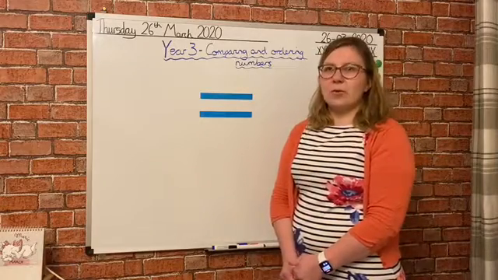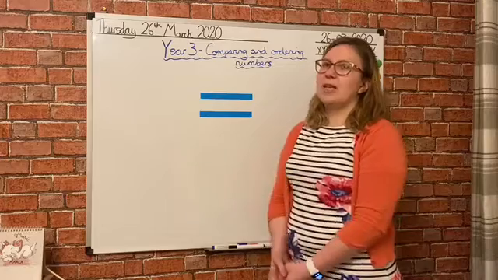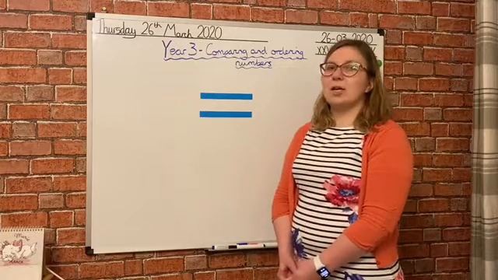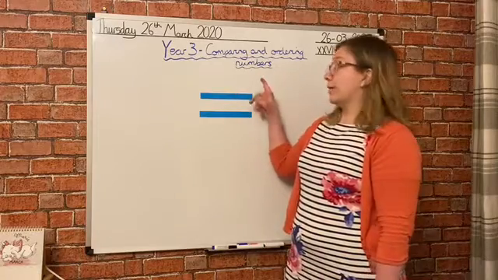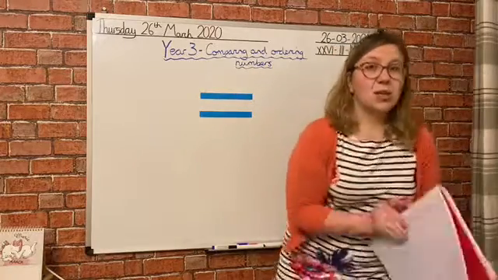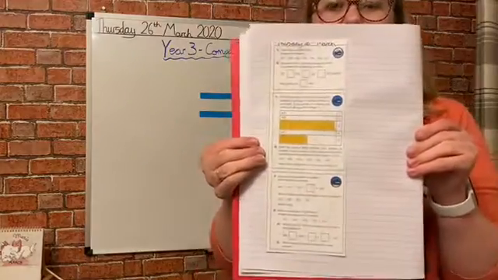So I thought I'd do a quick recap of some key learning that is going to help you with today's home learning. Today, you're going to be looking at comparing and ordering numbers, and here's what that looks like in your home learning book.